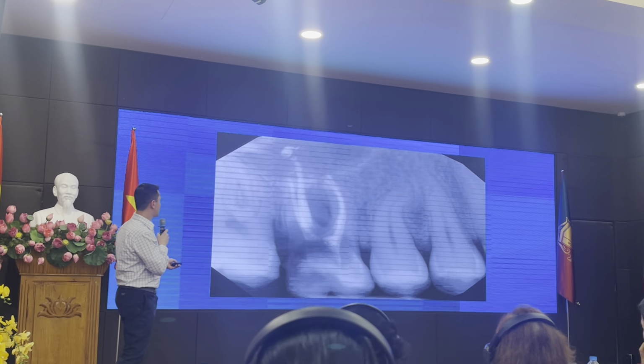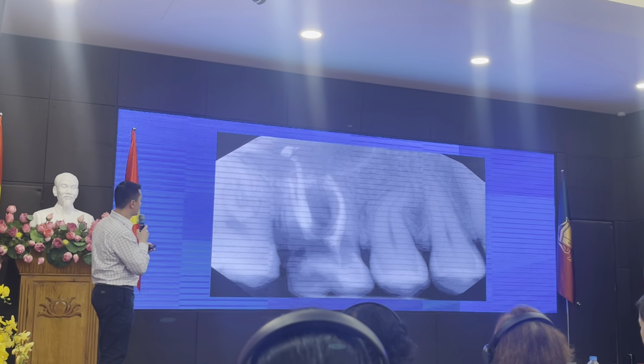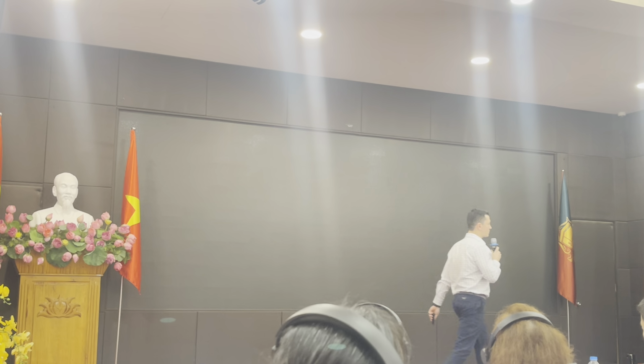So here's our radiograph. We can see that the tooth is non-restorable. And we also see the maxillary sinus. So this is another risk factor to consider, where the maxillary sinus floor is located.